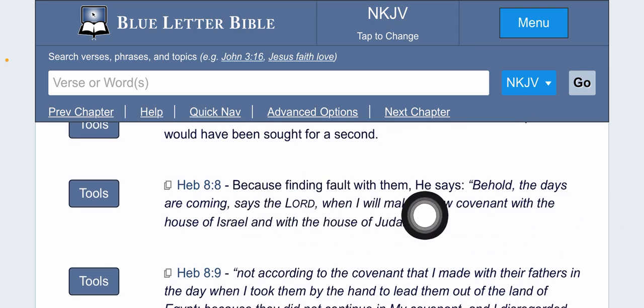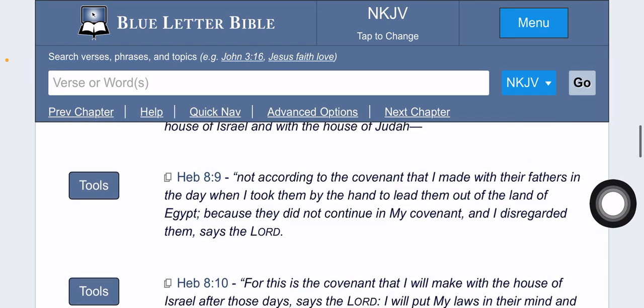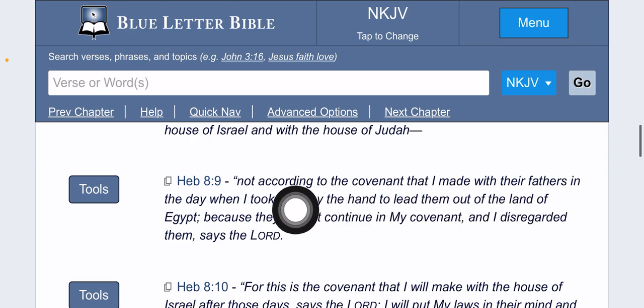Because finding fault with them, he says, behold, the days are coming, says the Lord Yahawashi, when I will make a new covenant with the house of Israel and with the house of Judah. Okay, and I believe this was taken from the book of Jeremiah. Not according to the covenant that I made with their fathers in the day when I took them by the hand to lead them out of the hand of Egypt, because they did not continue in my covenant and I disregarded them, says Yahawashi.